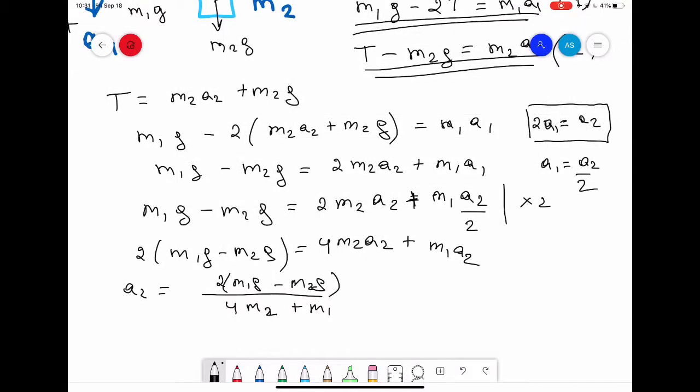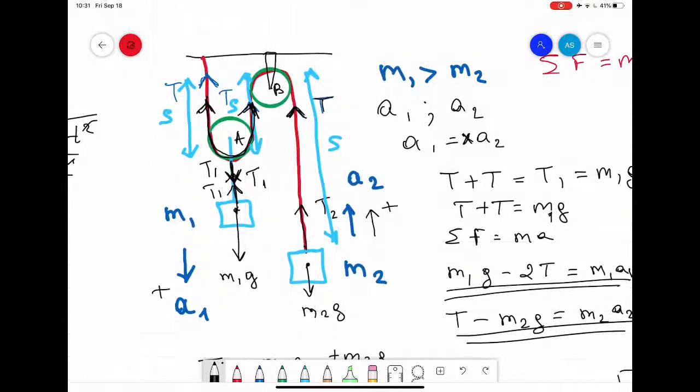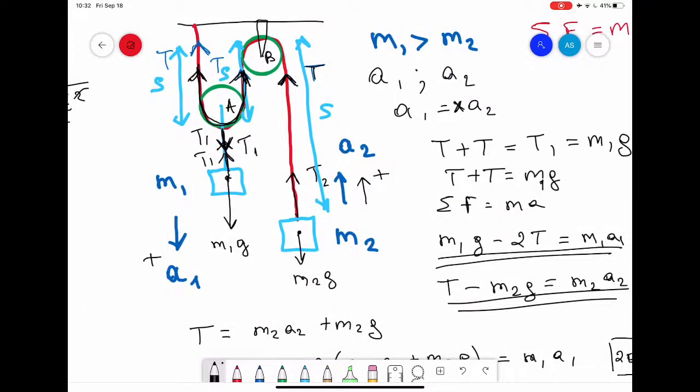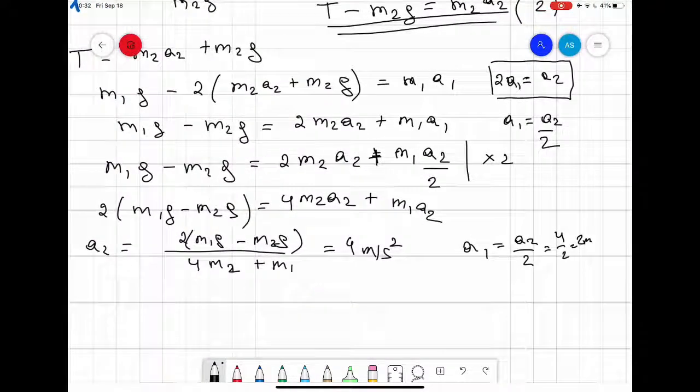Okay, now once you get the acceleration A2, suppose you get it in terms of numbers, like 4 meters per second squared. Then you want to find the acceleration A1. We got that A1 is equal to A2 divided by 2, which means 4 divided by 2, you will get 2 meters per second squared. So as you can see, acceleration 1 is twice less than acceleration 2. Okay, this is how you solve such a problem.